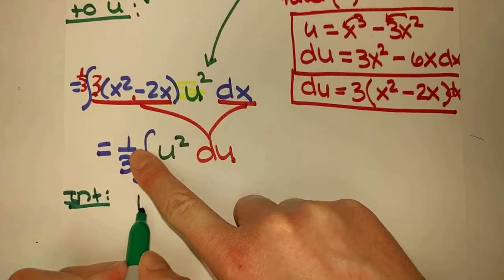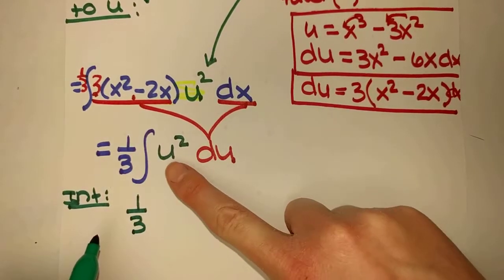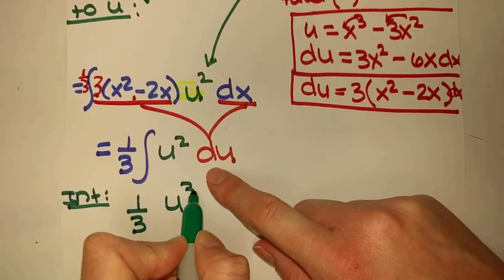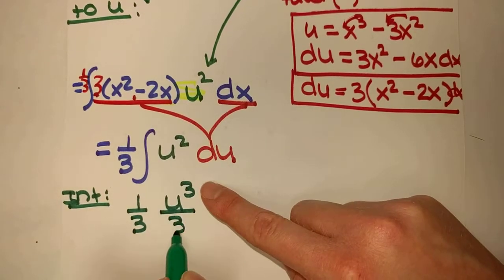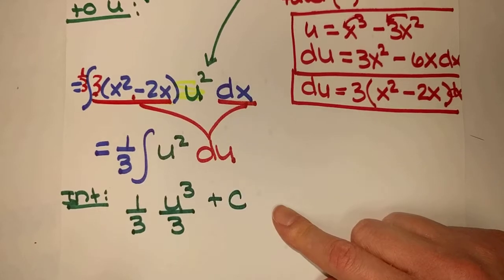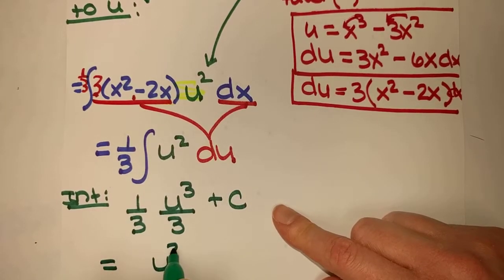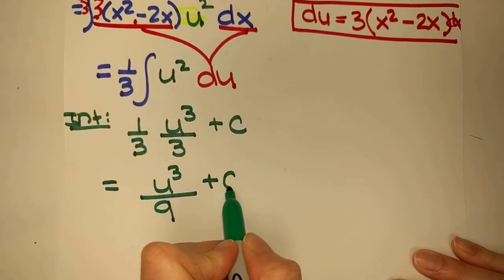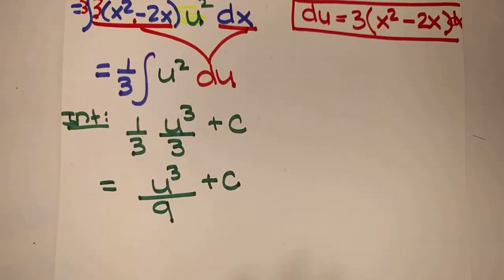So we add 1 to the exponent and divide by the new exponent. The 1/3 constant coefficient tags along. For the integral part, again, that's our power rule: add 1 to the exponent, divide by the new exponent. And then because there are no bounds, we are going to add a plus c. So that gives us u to the 3rd over 9, plus c. So the integration step is done.